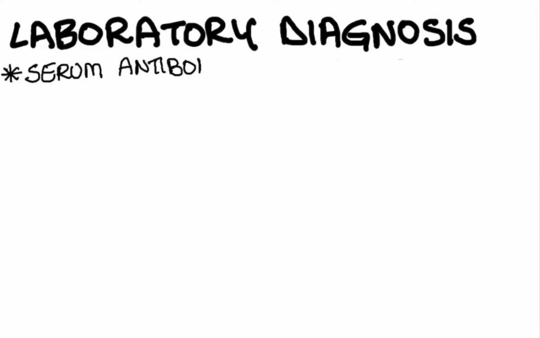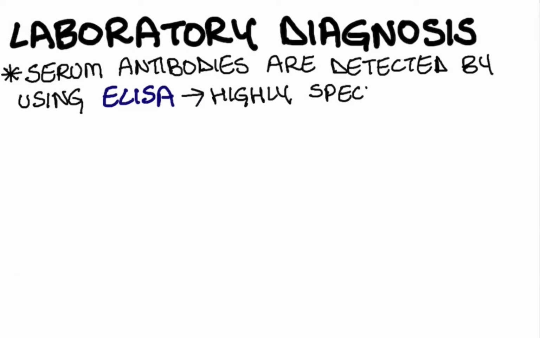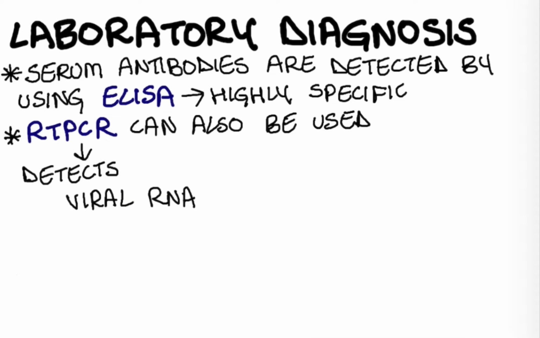Serum antibodies are detected by using ELISA. It is highly specific. RT-PCR can also be used. It detects the viral RNA.